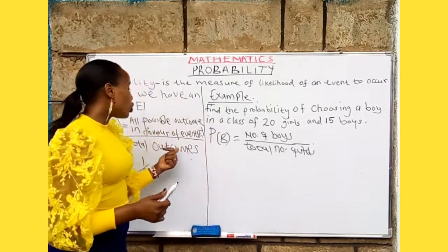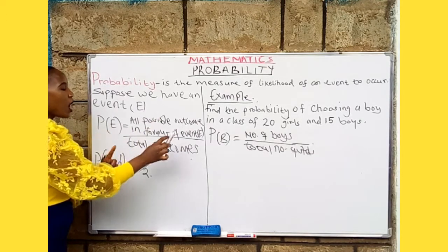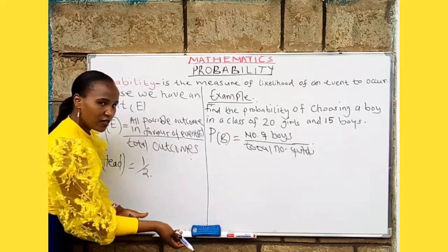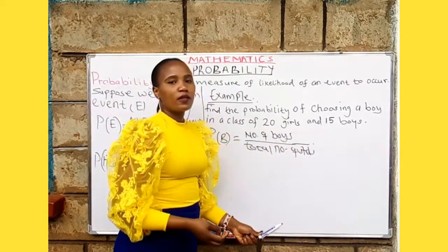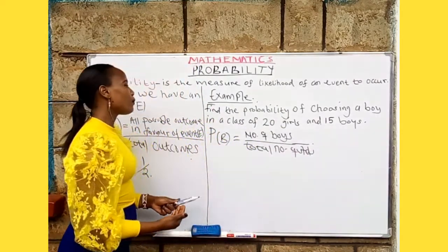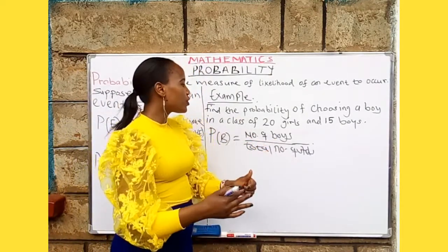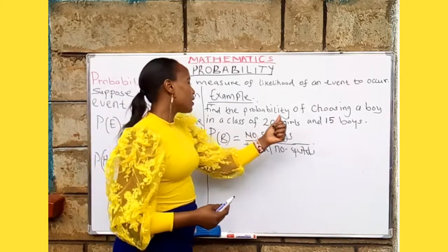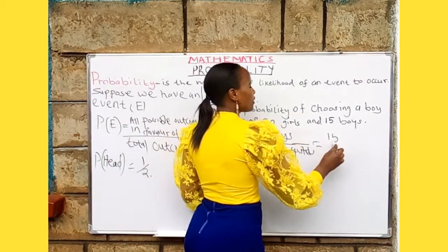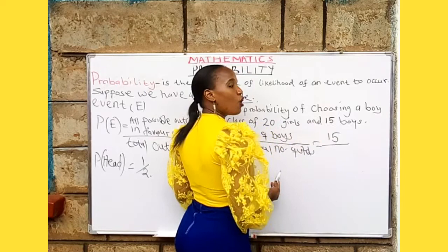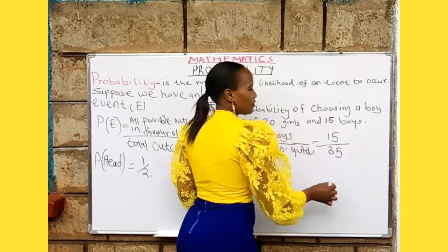Because we know the general formula for finding the probability of any event is all possible outcomes in favor of that event all over the total outcomes. So the number of boys is 15. That is the possible number of boys. And then we have the total number of students in that class, which is 20 plus 15. So the number of boys is 15, and the total number of students in that class is 15 plus 20, which will give us 35.